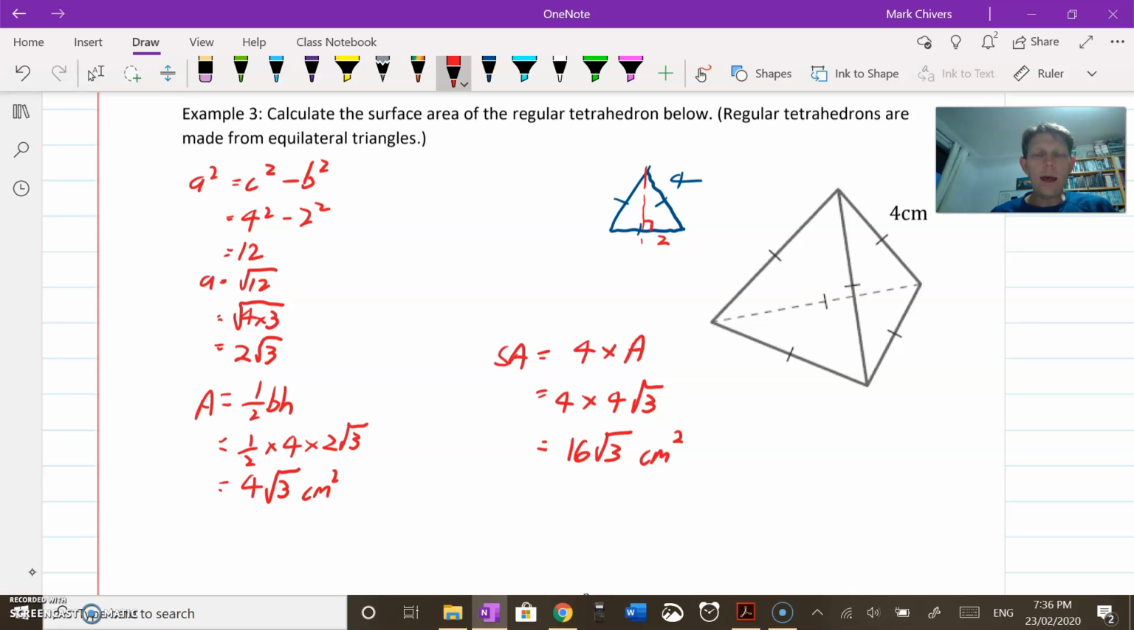More and more, I'd like you guys to get comfortable with the idea of leaving things in exact form. So that includes, we'll do some of this stuff when we do circles and cones and pyramids, maybe leaving, rather than calculating pi, we'll leave things as 10 times pi or something like that. So 16 root 3 centimetres squared is even better than putting in the calculator because it's exact. Obviously, if the question had asked us to give it to so many decimal places or to the nearest square centimetre, then we would put it in the calculator.